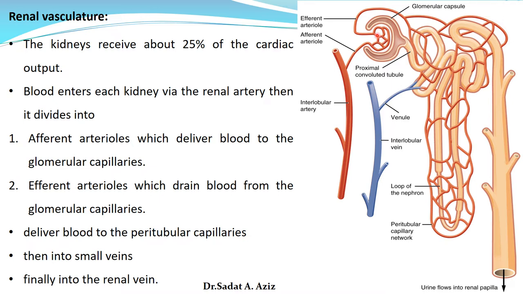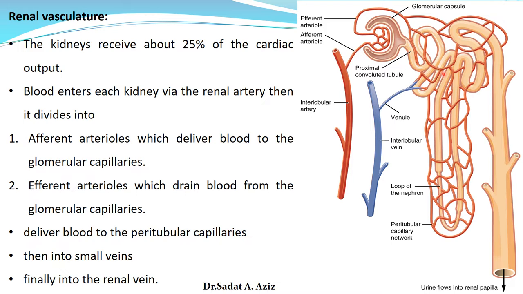They mesh to form the efferent arteriole, and then the efferent arteriole delivers the blood to the peritubular capillaries. This is the peritubular capillary. This is a renal tubule. This structure is the renal tubule, and these capillaries are called the peritubular capillaries, and they have a role in the process of urine formation. We will explain this later. They form the peritubular capillaries.